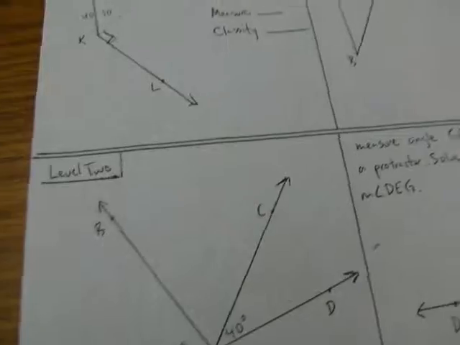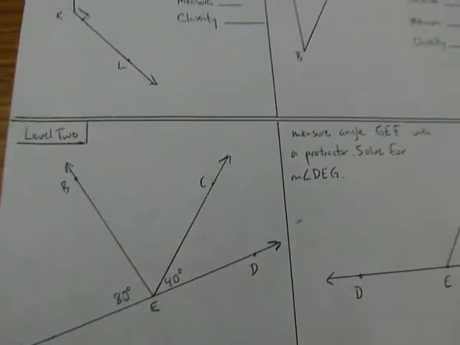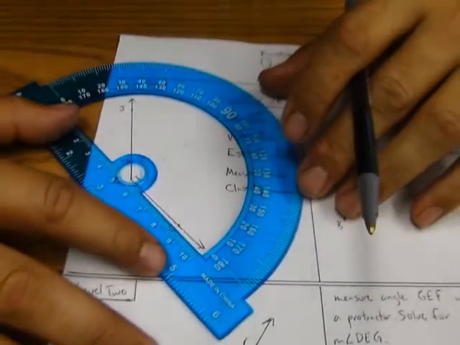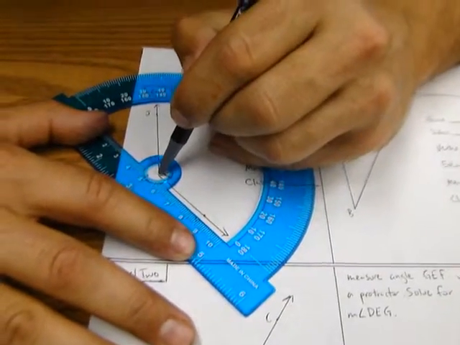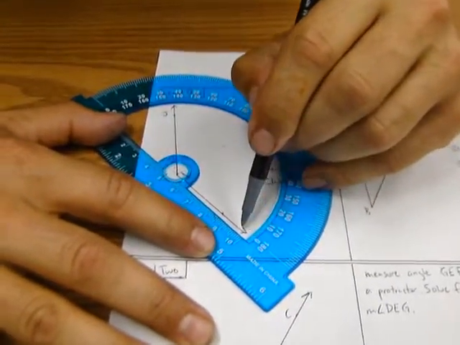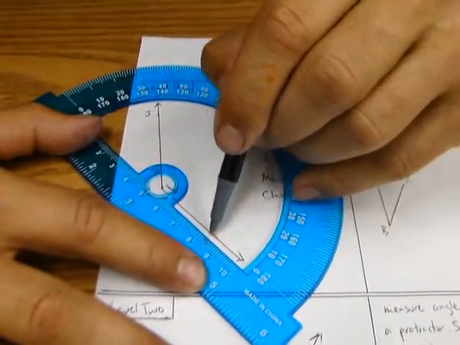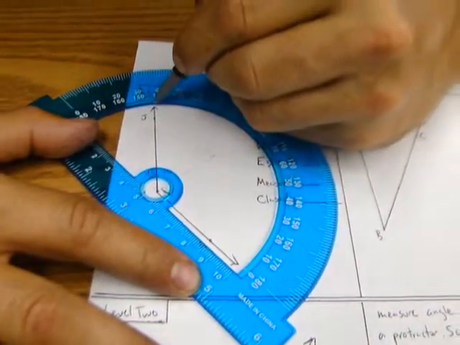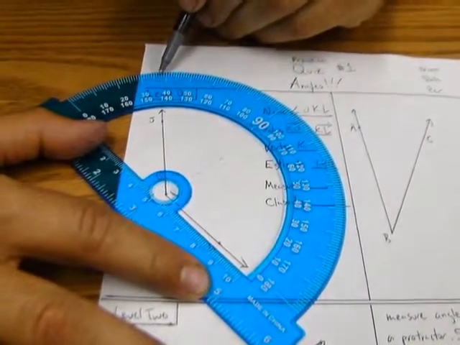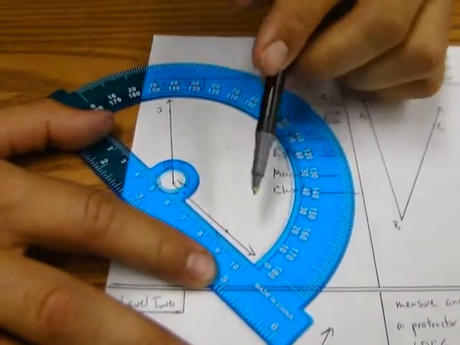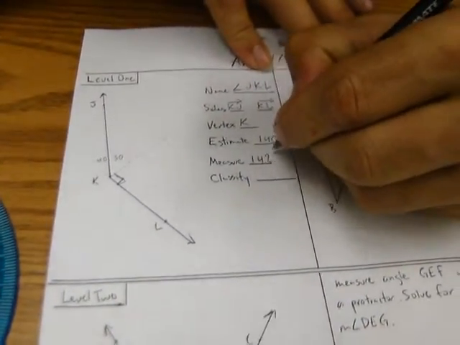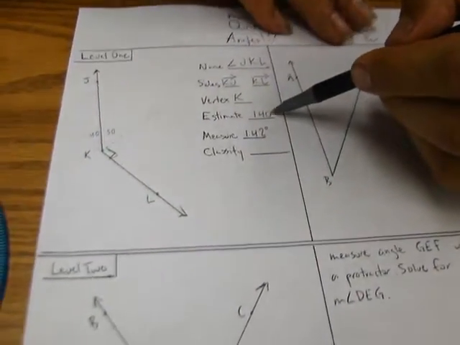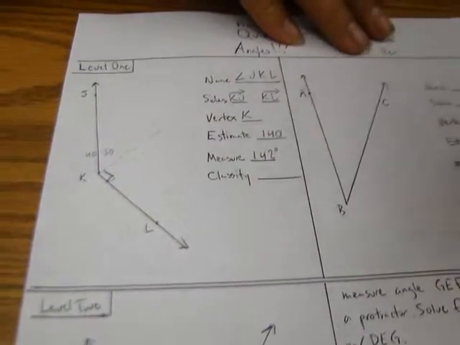Next, it says to measure the angle. So I'm going to line up my protractor. What you've got to notice is that I need the vertex to be in the center of this hole. And I need to line up this side of the angle with 0. If I follow this one up, I see that it crosses right here, which is about 142, a little bit more than 140. 142 looks good, so 142 is correct. If you look at my estimate, 140 was very close to 142, so I'm doing really good work.